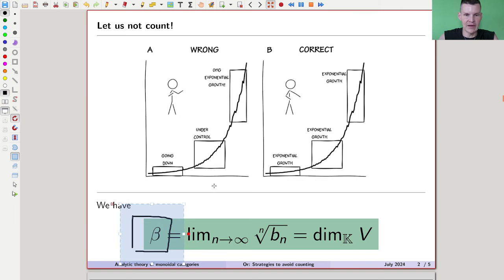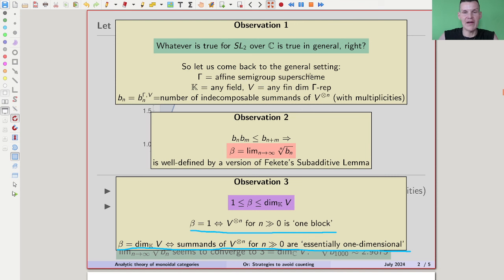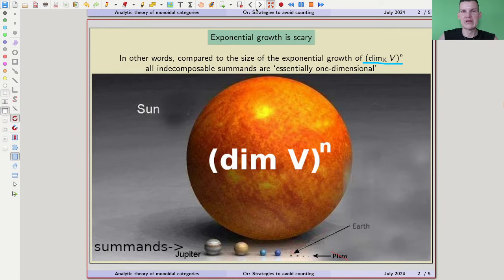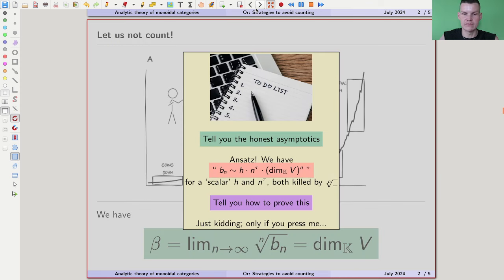I didn't even explain how general it is, because I didn't tell you what an affine semigroup superscheme is. Doesn't matter. It's really, really, really general. Any field, any finite dimensional representation. Essentially the minimal assumption where this question somewhat makes sense, and it works out beautifully, where you simply get the dimension of the space to the n. Really, really simple. The beta theorem. Exactly what I was looking for. A nice answer to a question, and the answer is given in an asymptotic type of thing.